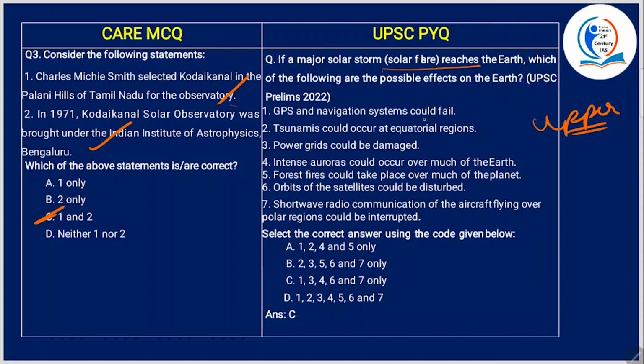GPS and navigation systems could fail. Yes, because they are associated with this one. Tsunamis could occur at equatorial regions. Why will tsunamis occur? Tsunamis. What is a tsunami?